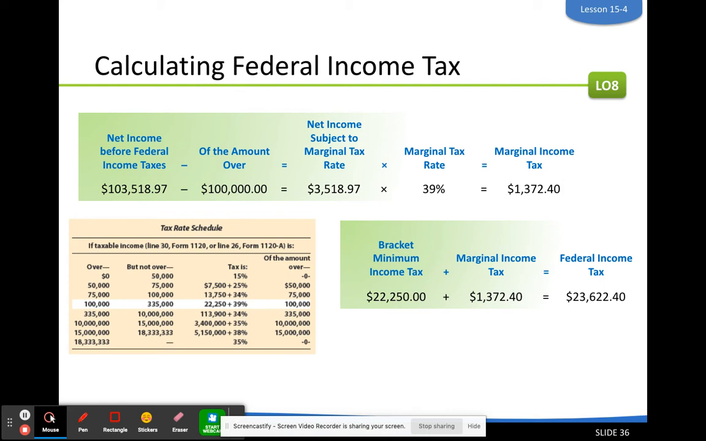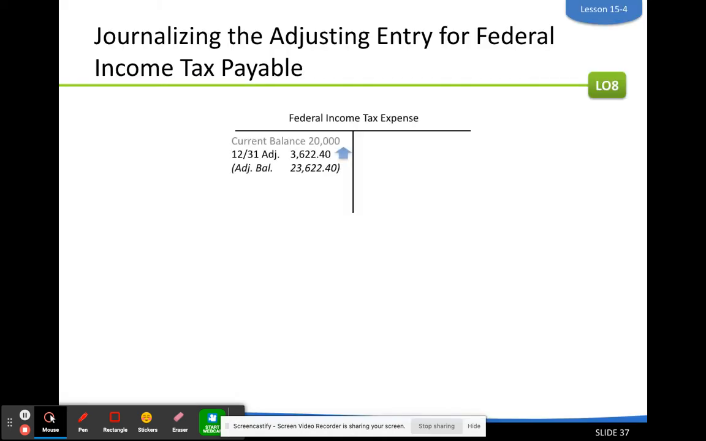So we'll need to do an adjusting entry to make sure that that is the balance that we have. So you could see here that our federal income tax expense balance is currently $20,000. So we need to increase that with a debit by $3,622 to give us the correct balance, our total amount that we owe. And then we credit federal income tax payable.